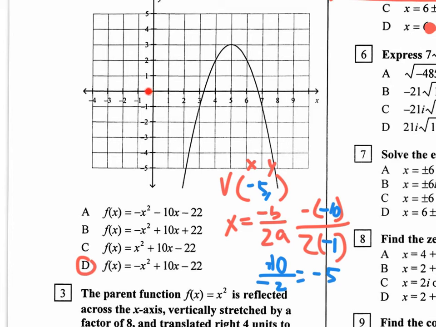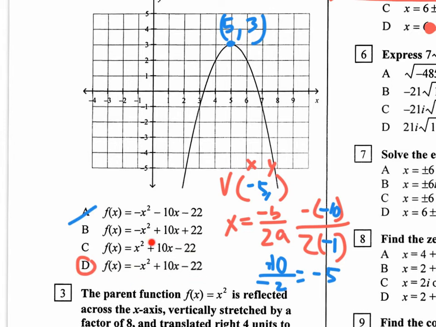From the origin, is the x value of our vertex negative 5 or positive 5? Positive 5. So we know that option A cannot be it because the vertex x value is positive 5, positive 3. You get it? So you could do x equals negative b over 2a for each one of these, and you'll see that the only one that'll give you that vertex that is opening down will be option D.